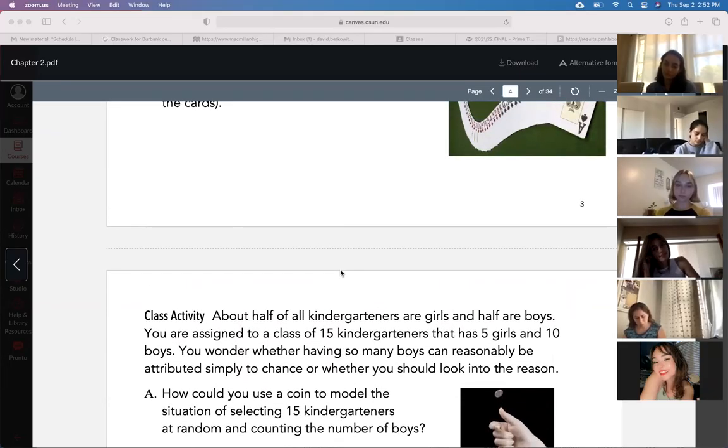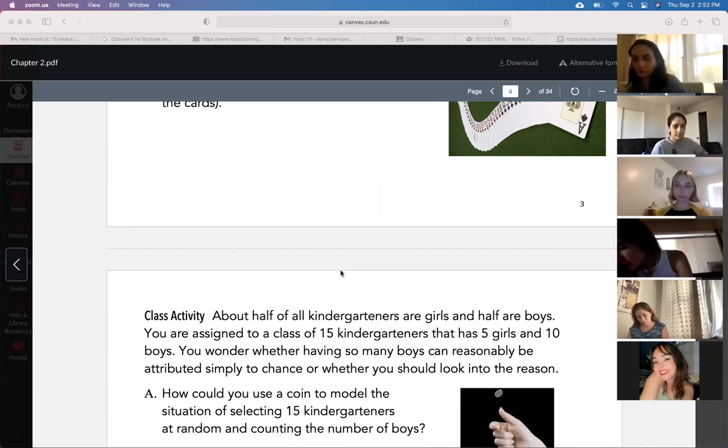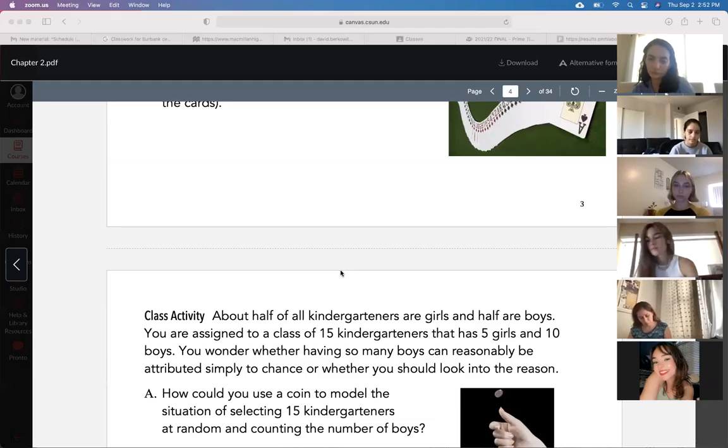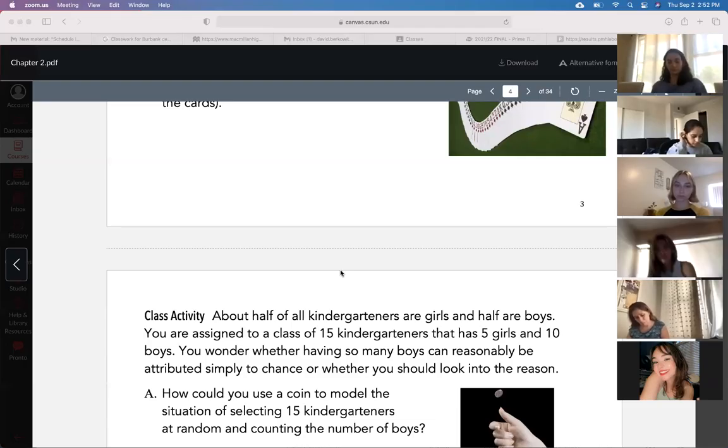About half of all kindergartners are girls and half are boys. So let's assume that it's a 50-50 split across the United States and the world, and any other planets that might have alien children. You are assigned to a class of 15 kindergartners that has 5 girls and 10 boys. So you wonder whether having so many boys can reasonably be attributed simply to chance, because anything can happen, or whether you should look into the reason.